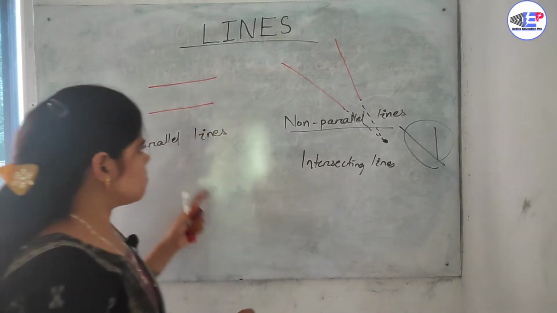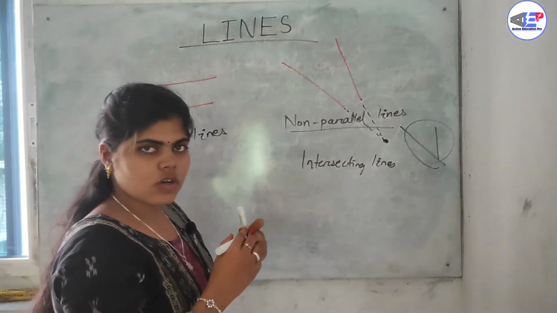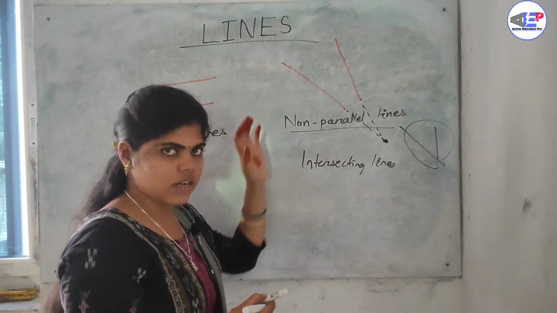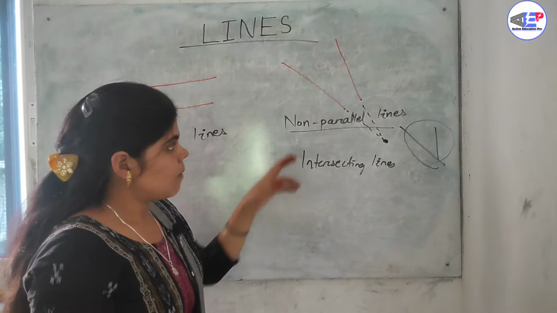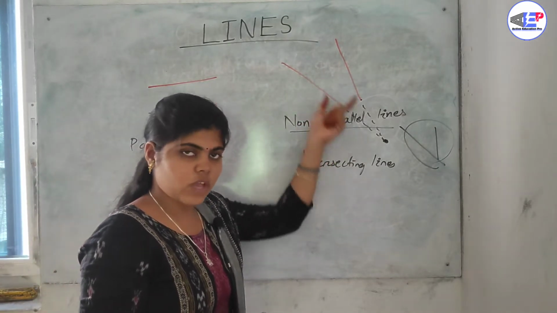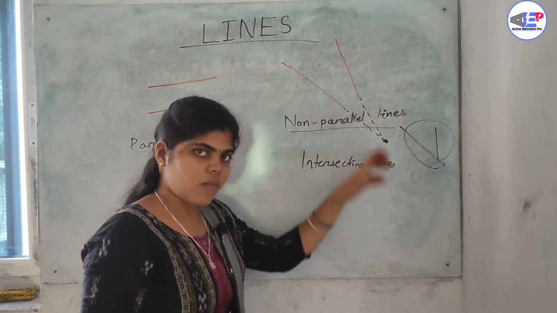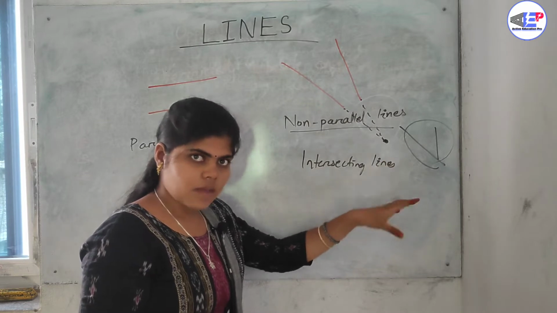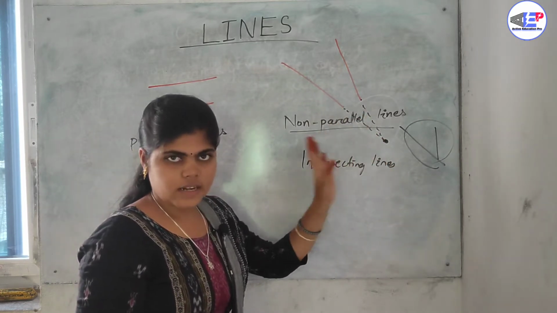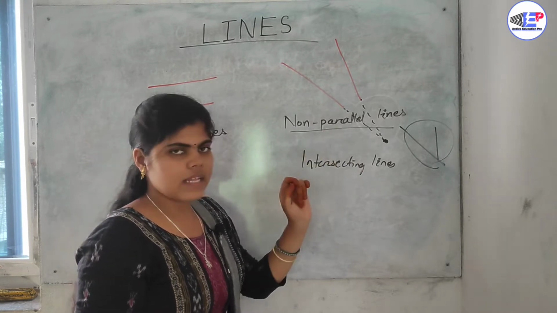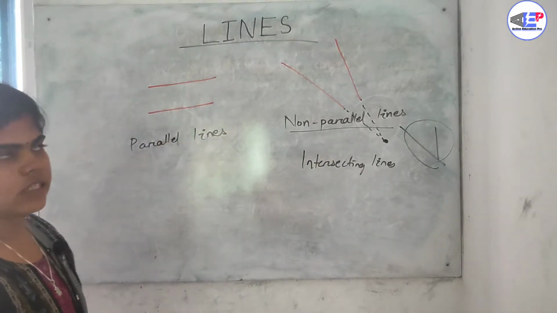So the difference between parallel lines and non-parallel lines is that at a distance of infinite length, parallel lines never meet each other, but these other two lines, if you extend their length to infinite distance, will meet at a common point. So this is non-parallel lines and this is parallel lines.